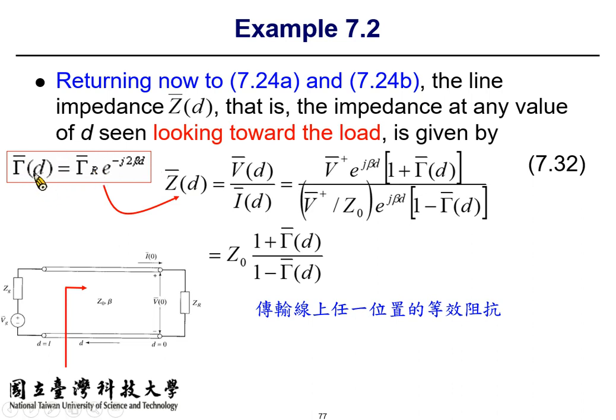Once you find the reflection coefficient at location D, gamma D, you can synthesize the input impedance at location D like this. In the previous page, you found gamma R. Once you know the distance D, you use gamma R times exponential of minus j 2 beta D, and you will find the required impedance at position D.